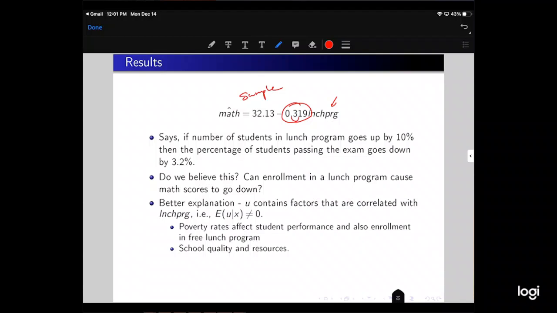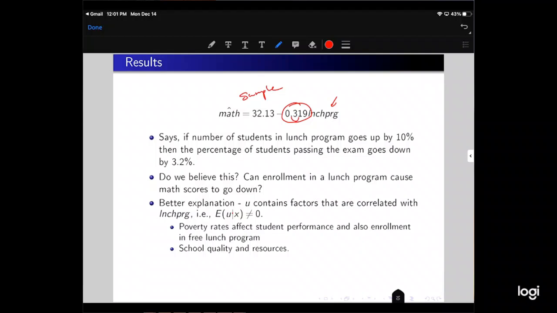Do we believe this? Can enrollment in a lunch program cause math scores to go down? Maybe, but really, the fact that you're getting free lunch shouldn't affect your test score. A better explanation is that U contains factors that are correlated with lunch program. In other words, assumption 2 is failing. The expected value of the error term conditional on X does not equal 0. What could be contained in U?